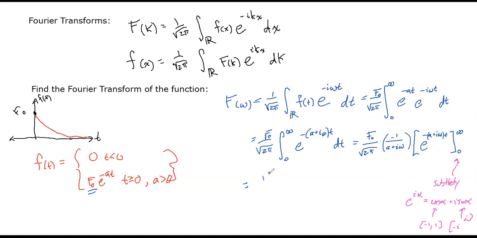And then we have f0 over √2π, -1, not there yet, a plus iω. And then this is 0 minus 1, which nixes the minus sign there.